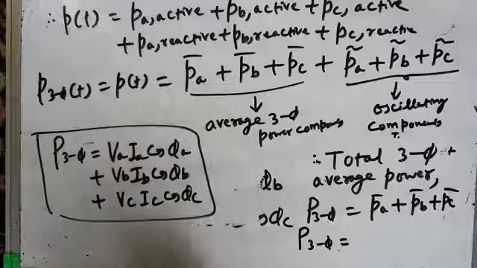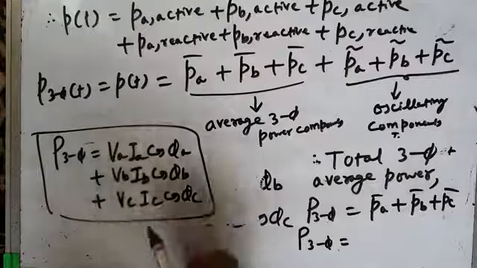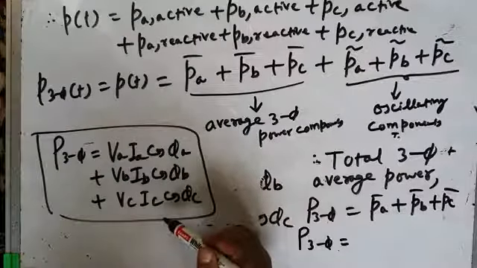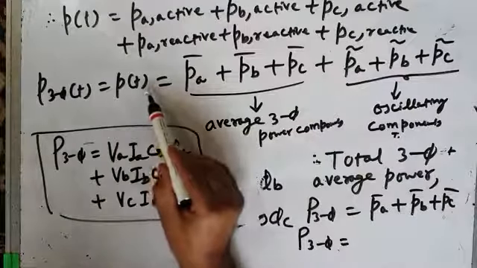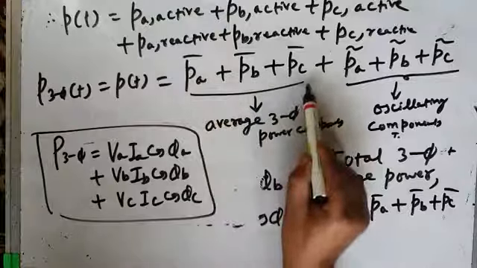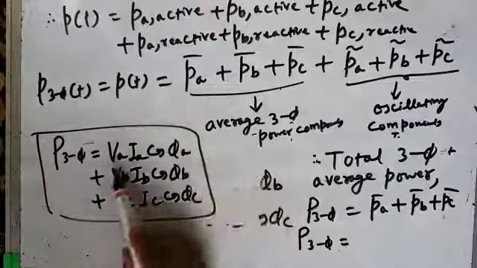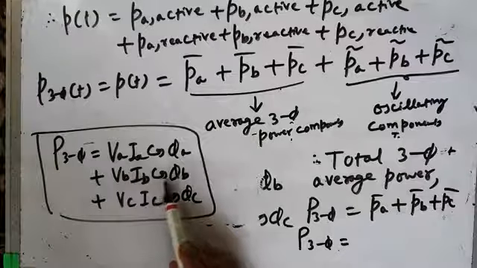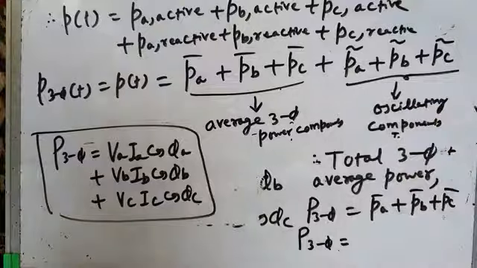Say for example, it may be 100 kilowatts, it may be 1 megawatt, depending upon the power delivered to the load and load capacity. Does it mean that the three-phase power delivered to the load does not have any oscillating components? No, that's wrong. The three-phase instantaneous power is given by the average three-phase power, VAIA cos phi A plus VBIB cos phi B plus VCIC cos phi C, plus it has oscillating components also.